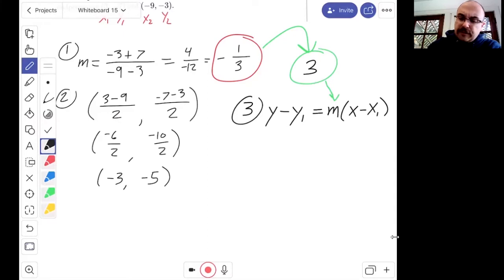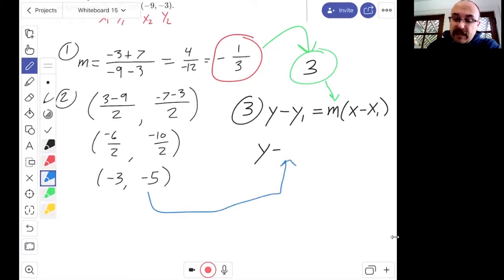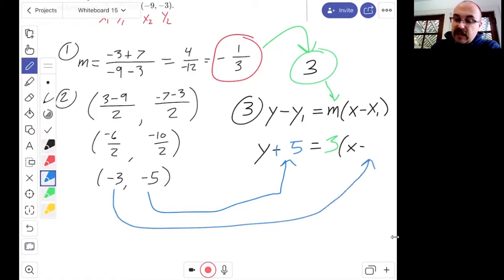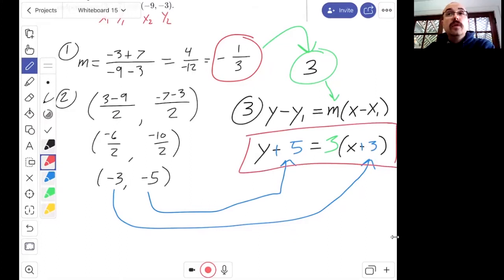Let's see what else we're going to plug in. Well, y minus, I need a y1 value. How about this -5 from the midpoint? That's going to go right there. So minus a minus makes this +5, equals, let's put that slope in there, 3 times x minus, now I need x1 again coming from the midpoint, dropping that in there, minus -3 makes it +3, and we are done with this problem. If you are one of my students and you're working on Delta Math, it will accept this answer in point slope form, which is fantastic. So we're done. So there you go, three-step process.